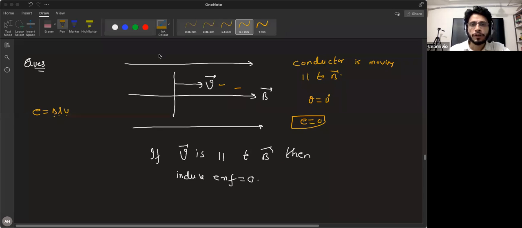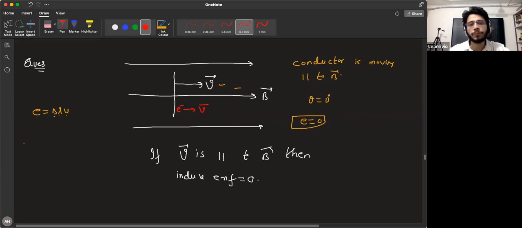See, if the electron is moving parallel to the magnetic field, that means the magnetic force on the electron is zero. It will be qvB sine zero, which is zero. If no force is acting on the electron, the electron will not move. If the electron does not move, there is no negative and positive potential.